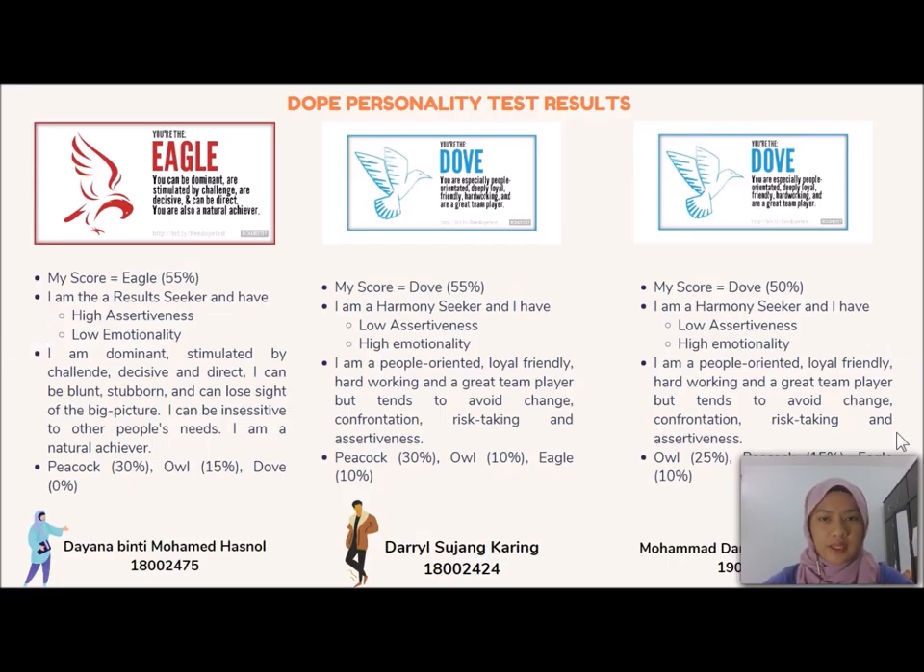For group 2, we have decided to take the DOPE Bird personality test, and these are the results. For me, my score is an Eagle. My personality is more to being dominant, stimulated by challenge, decisive, and can be direct. I have higher assertiveness and low emotionality. And my other personalities, Peacock, Owl, and Dove, consist of 30%, 50%, and 0%.